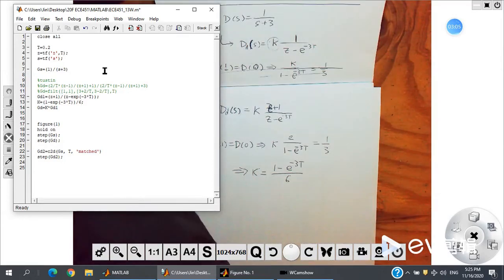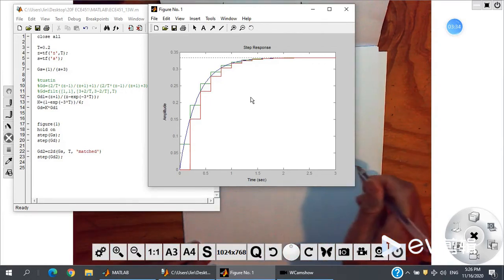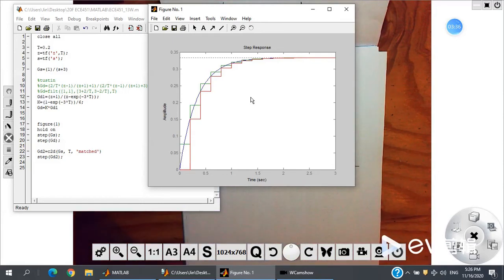Let me see. Okay. You see, the red one is given by the MATLAB. Actually, that is a modified matched pole and zero method. And now the plain pole and zero method is this green one. Okay, this is a green one. Alright. Yeah. Okay, this example is done.